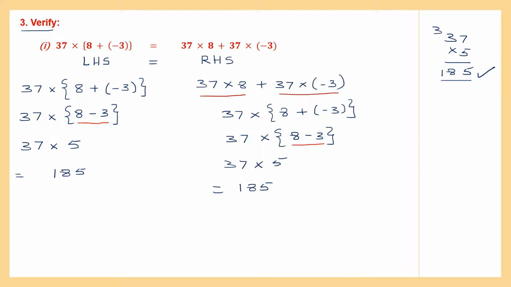So what do we see here? On the left hand side we have 185. On the right hand side also we have 185. That means the left hand side is equal to the right hand side. We have verified this to be correct. So we need to write this, that this is correct.